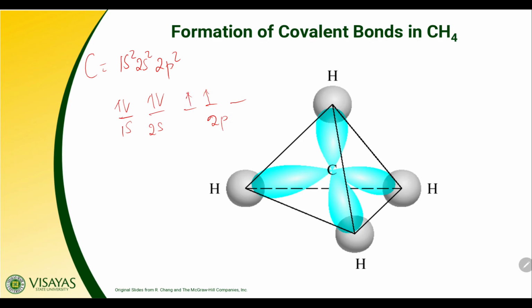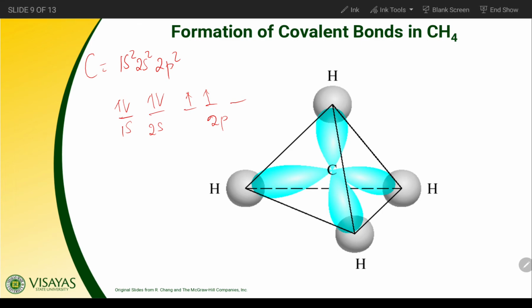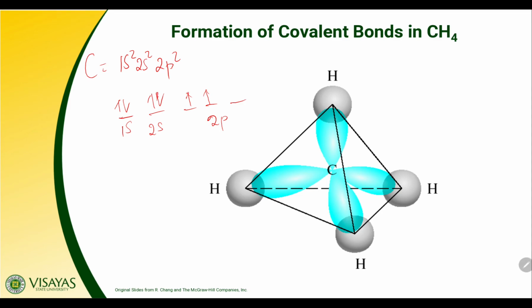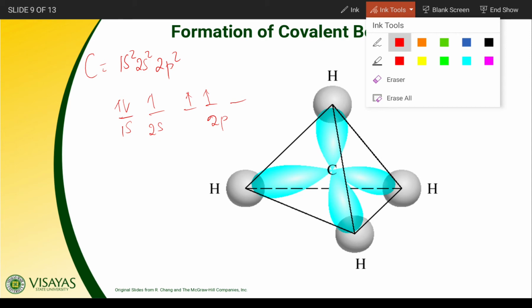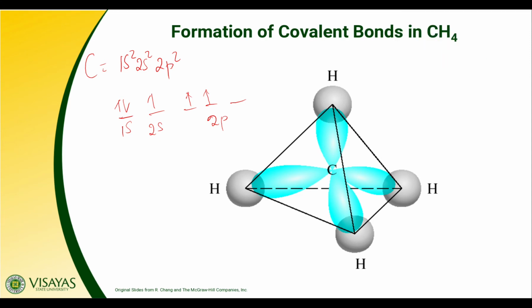Okay, so what happens in carbon is that one of the electrons in the 2s gets promoted, or gets excited, and promoted to the p orbital. So we have our vacant p orbital here. One of the electrons in the 2s now gets excited, or transferred, to one of the p orbitals.